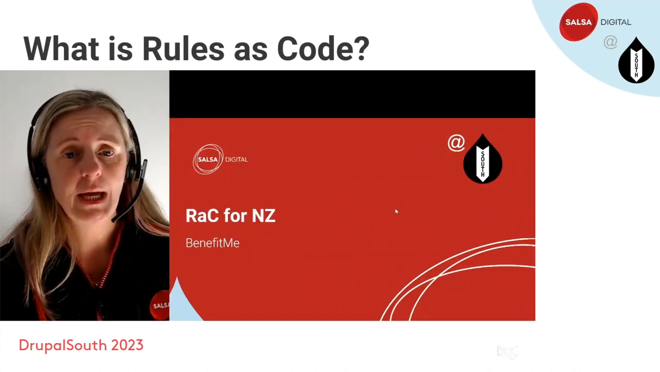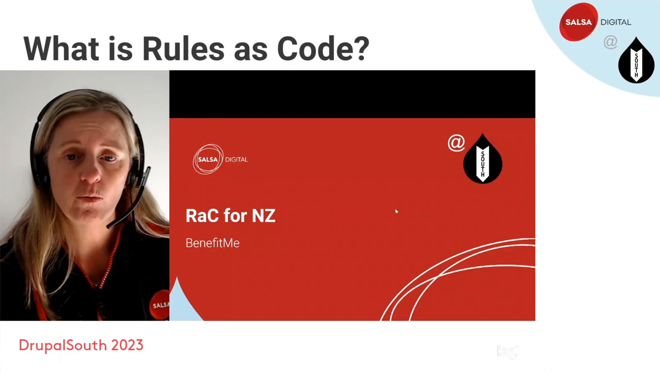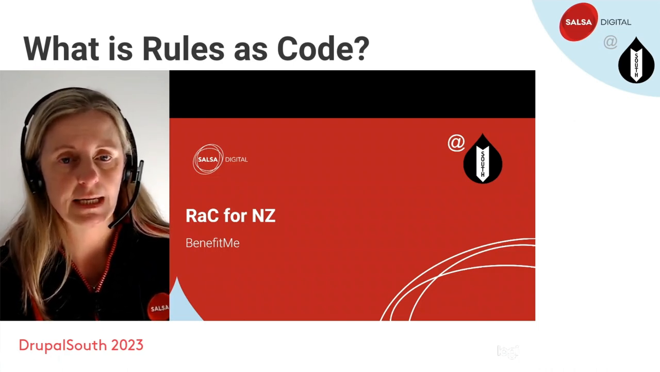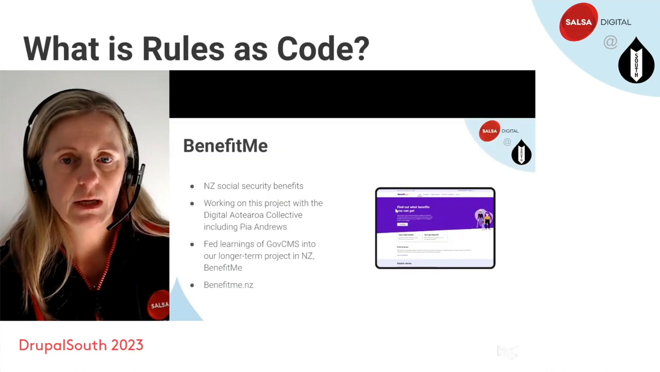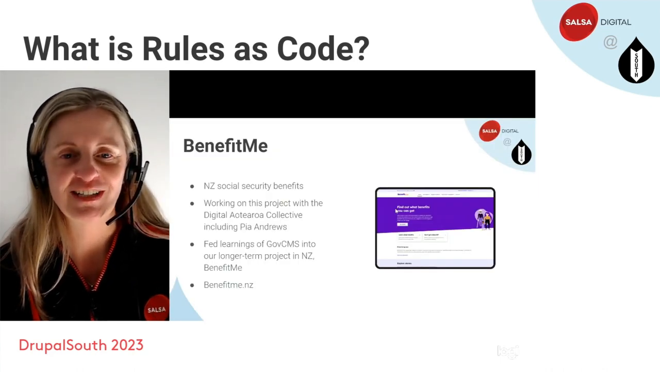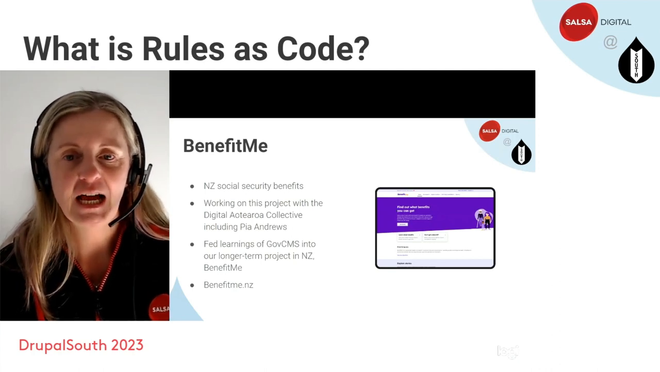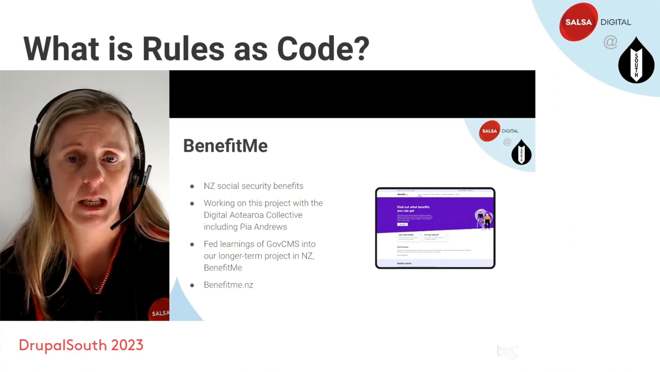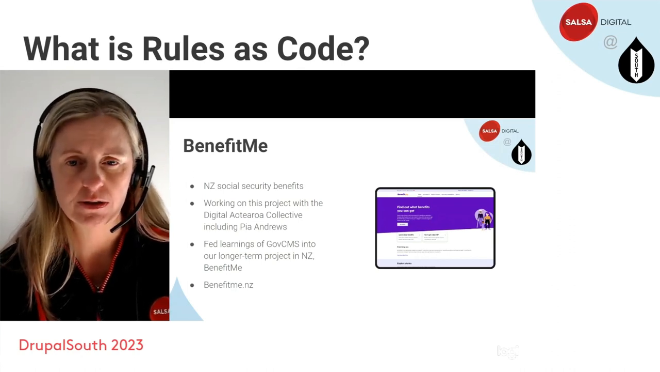Now, the other project that we had going on at the same time was Rules as Code for New Zealand. This project, or this website, has ended up being called BenefitMe. It looks at New Zealand's social security benefits, obviously very relevant given we're here in New Zealand. We've been working on this project last year with the Digital Aotearoa Collective, including Pia Andrews.